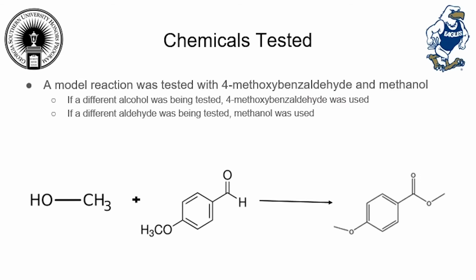So a model reaction was done with 4-methoxybenzaldehyde and methanol, and this was just to see if the method worked at all. And it did. So once it was determined that the method worked, we wanted to test the generalizability of the method. So to do that, we tested different alcohols and aldehydes to make sure that it was general across them all, not just specific to 4-methoxybenzaldehyde and specific to methanol. So whenever we tested a new alcohol, 4-methoxybenzaldehyde was used as the aldehyde, and if we ever tested a new aldehyde, then methanol was used as the alcohol.